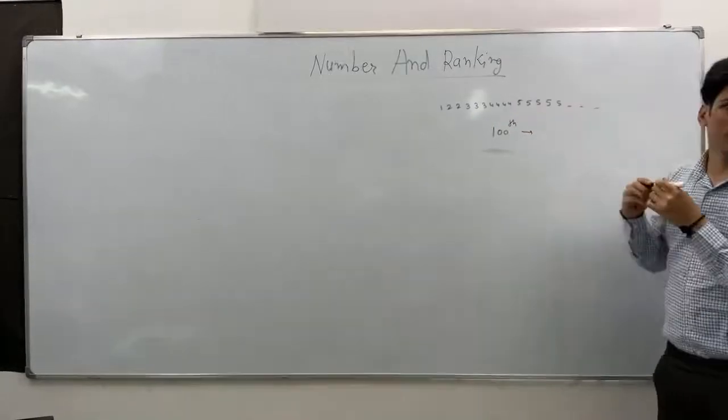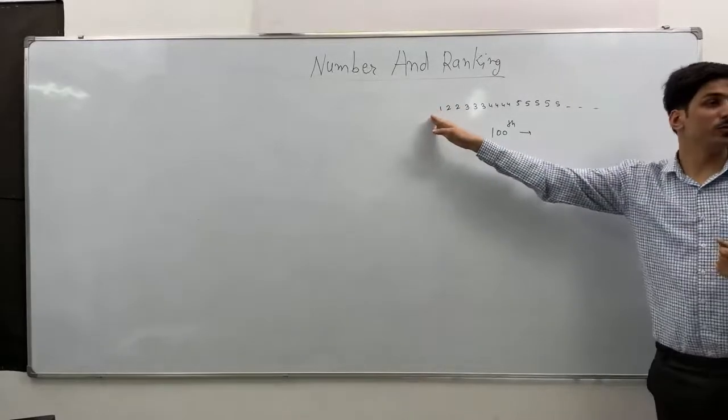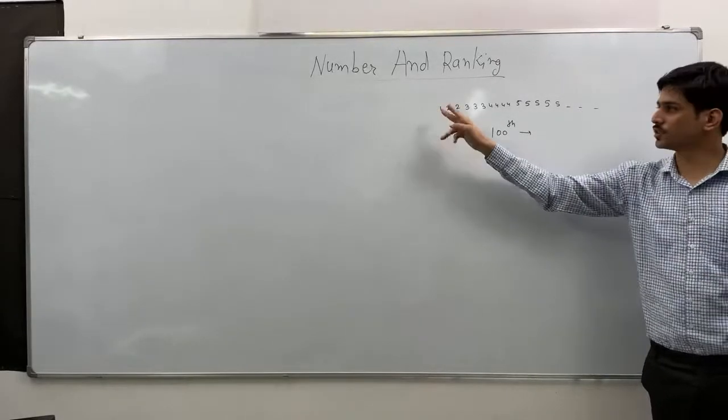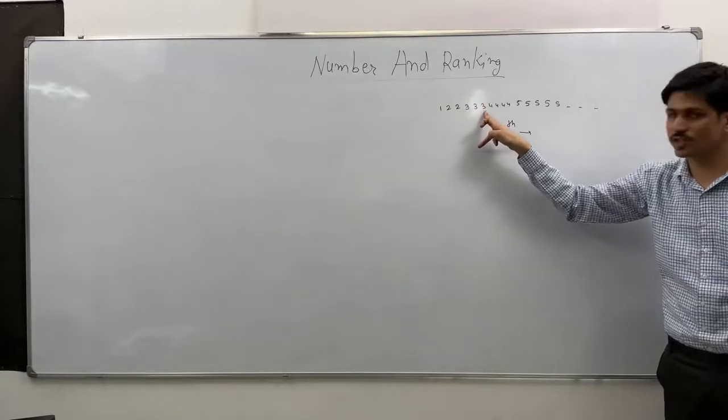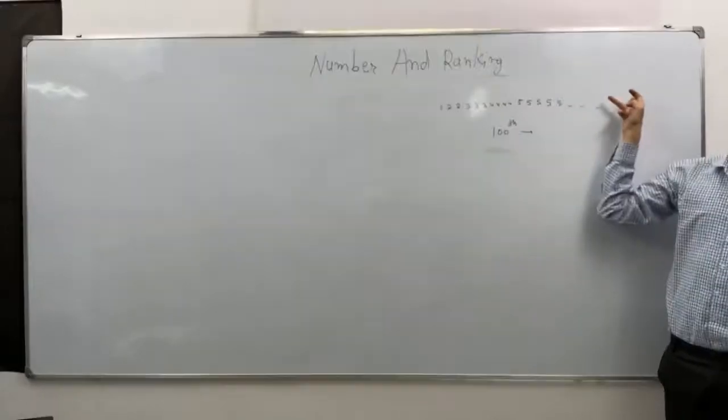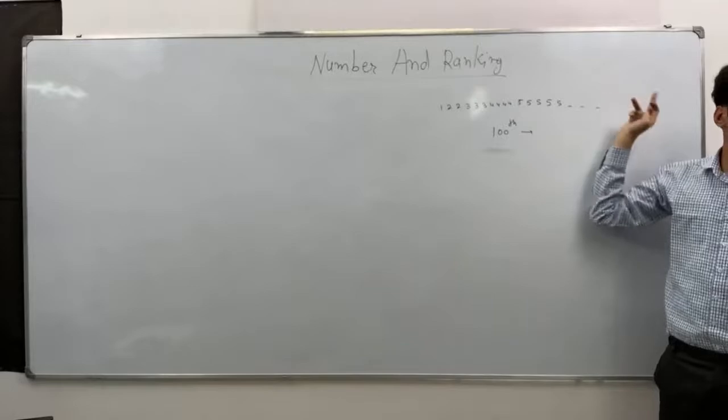Likewise, if I count from the left hand side, what digit will appear at the 100th position? So 1, 2, 3, 4, 5, 6, 7. Likewise, there will be some digit placed in the 100th position. So what will be the digit?